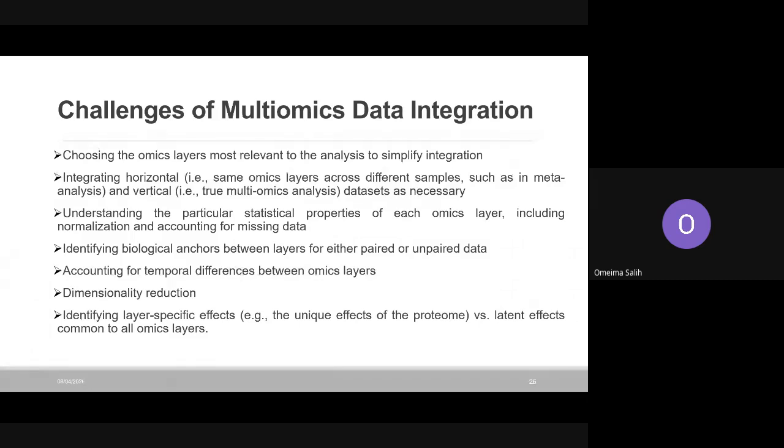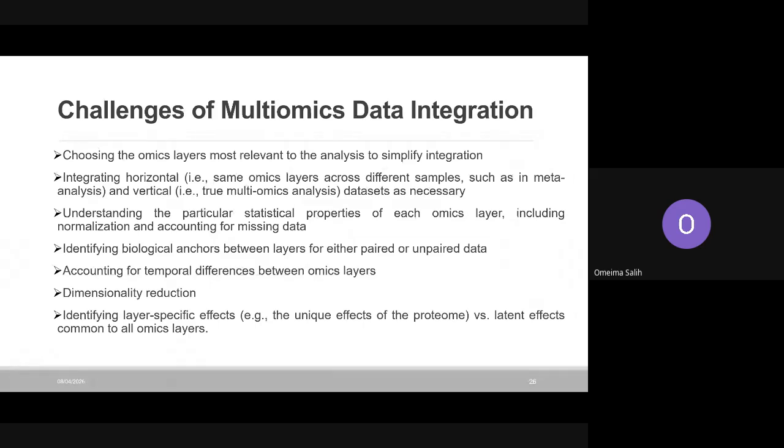So always you need to look into horizontal studies and vertical studies to accommodate any changes within the cells. Other things you need to consider, you need to select the proper statistical package that is related to the properties of each omic layer. And this is very important in the normalization level.